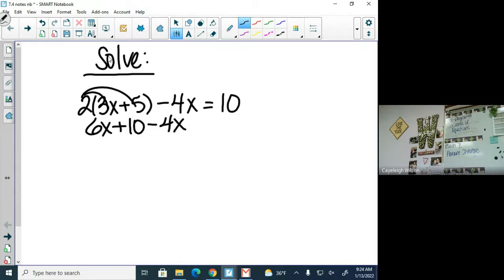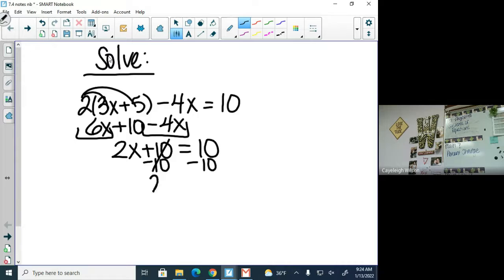After you distribute, what do you always look for? Like terms. And I do have like terms. This 6x and this minus 4x. So 6 minus 4 is 2x plus 10 equals 10. And then it's just a two-step equation. I'll subtract the 10. So 2x equals 0. Divide by 2. And x equals 0.